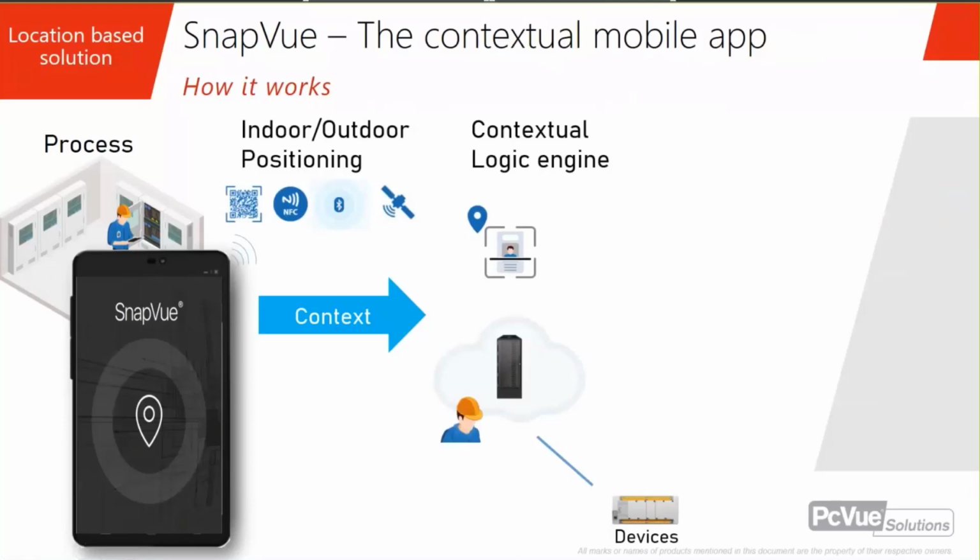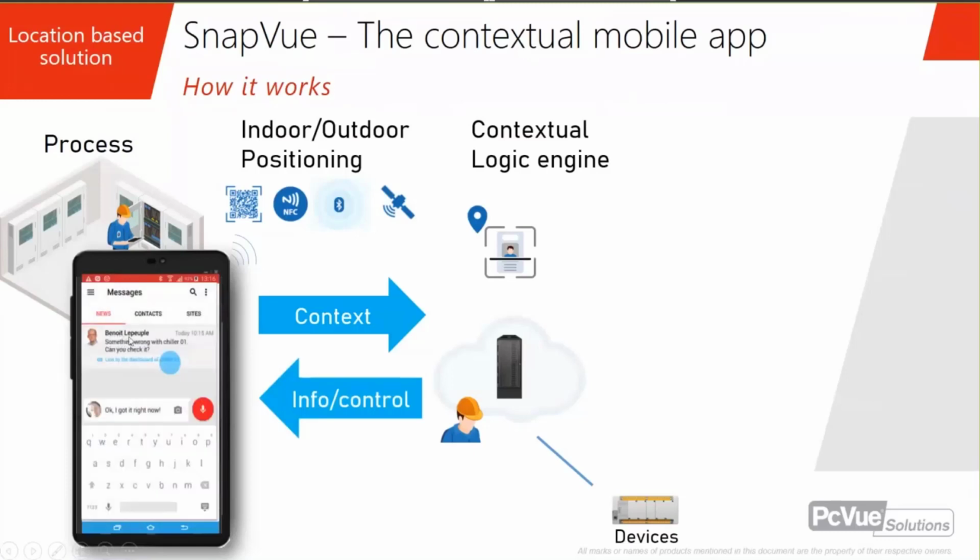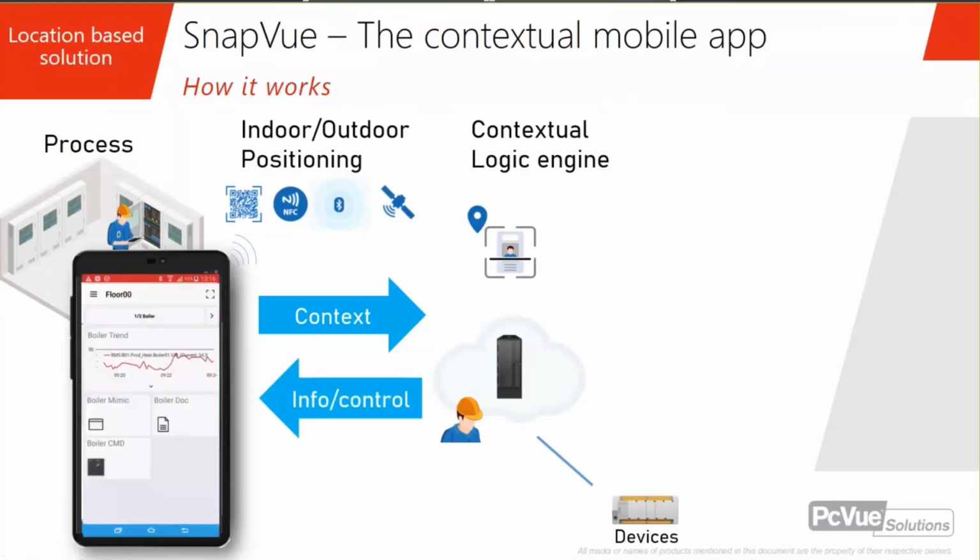and then depending on the user and where the user is, the system automatically sends back relevant information, as you can see here on the screen. For example, here, the list of alarms, the boiler status, the chiller status, and so on. So all information is automatically provided to the remote user. The user can also exchange messages and can check different information for different assets.